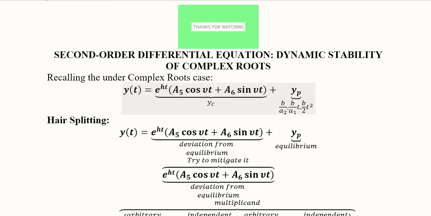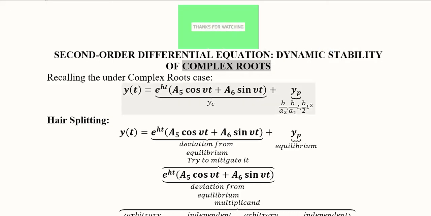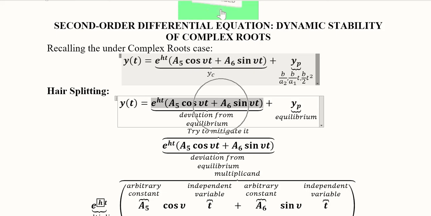Hi there. After understanding the dynamic stability of the equal real roots, now we will do the same for the complex roots. And for that, we remember that the general solution of the second order differential equation was this, and it has a complementary function which shows the deviation. This is the particular integral which has these three possibilities of the equilibrium value.